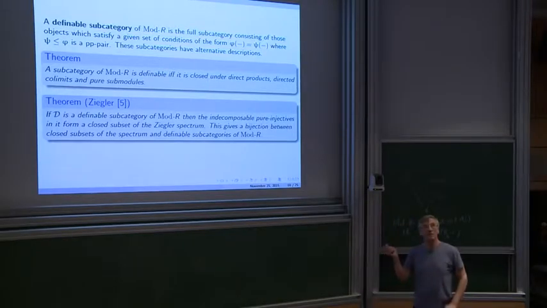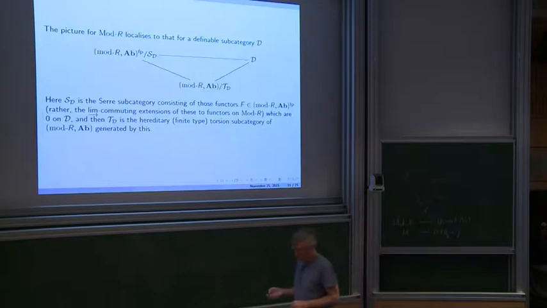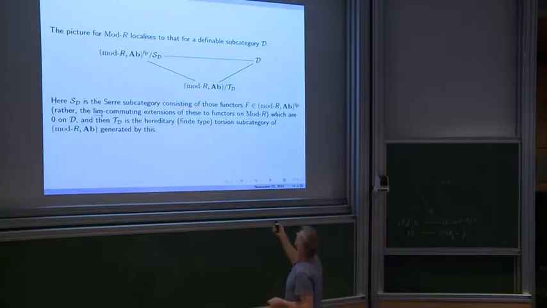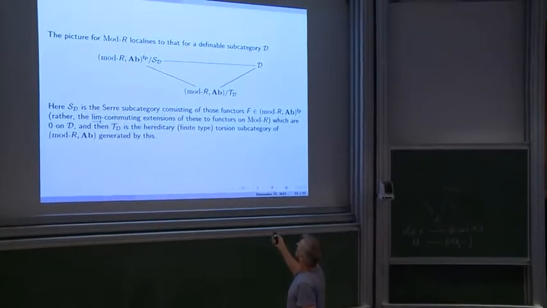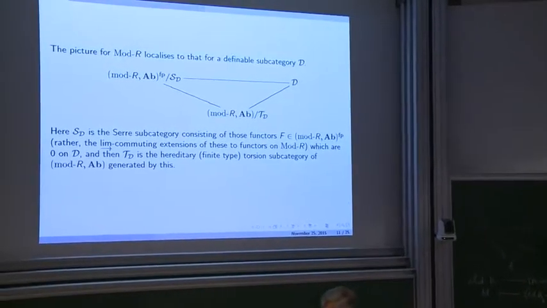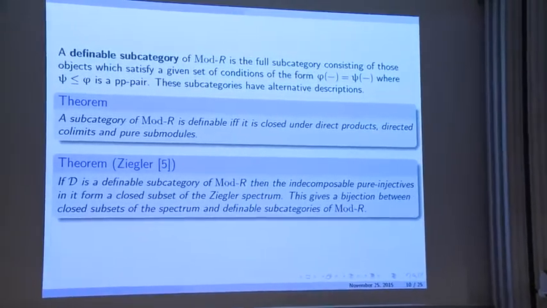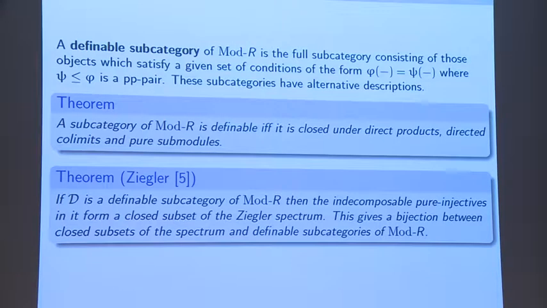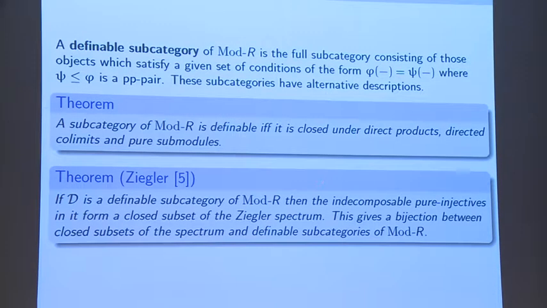So it turns out, in that picture, do I have it? Yeah. If you imagine the whole picture, this is a definable category. It turns out the definable categories correspond to the closed subsets of the Ziegler spectrum, which is sort of obvious now once I've said all this.